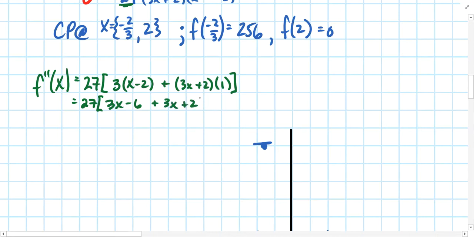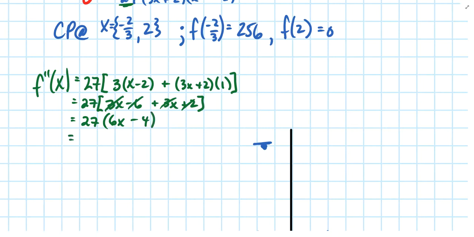I'm using square brackets while I have lots of parentheses on the inside, but now that I don't have many parentheses, I think I'll switch back to parentheses. And now we've got 27. The 3x's cancel. Sorry, they don't cancel, they combine to make 6x. And the negative 6 minus 2, I'm sorry, negative 6 plus 2 ends up being minus 4. And now if I distribute in, well, actually, I don't think that's necessary.